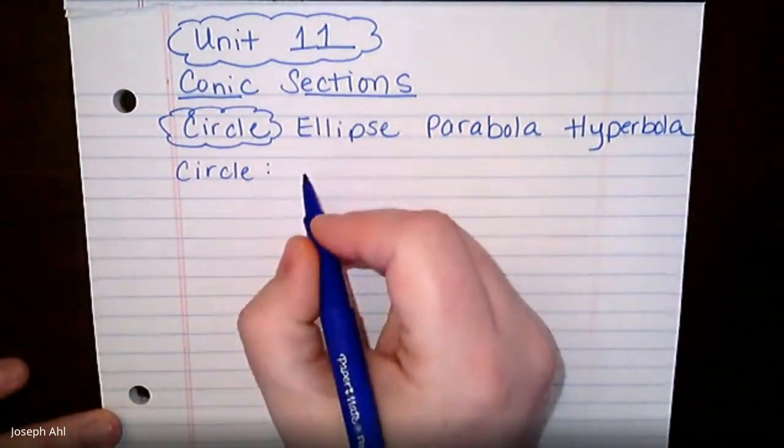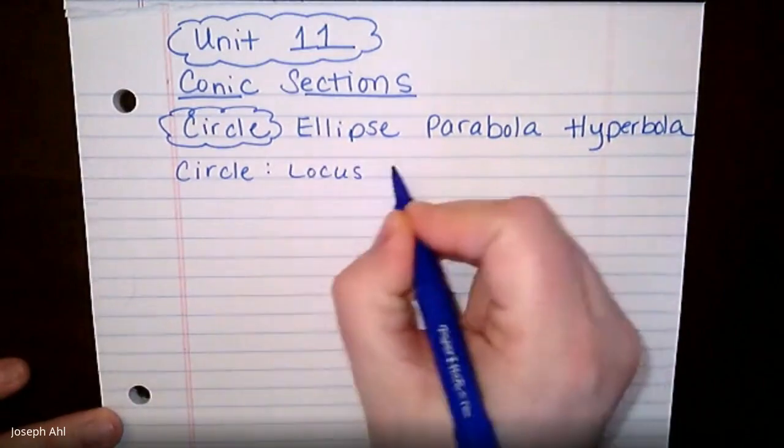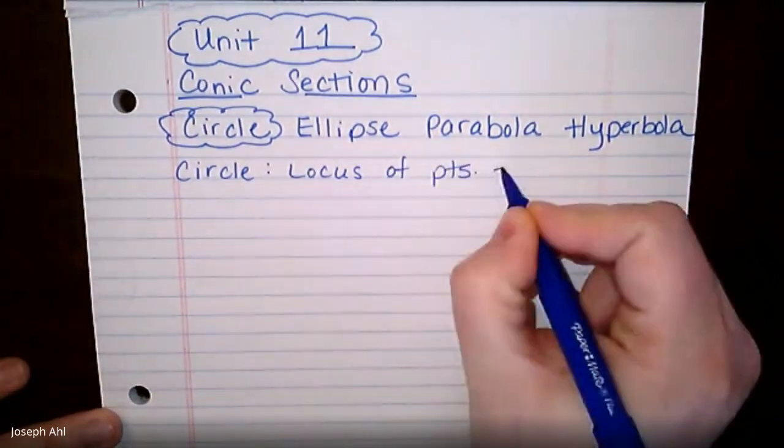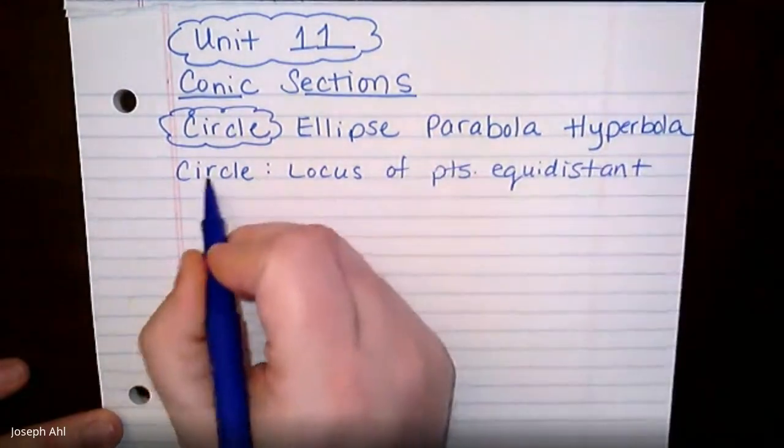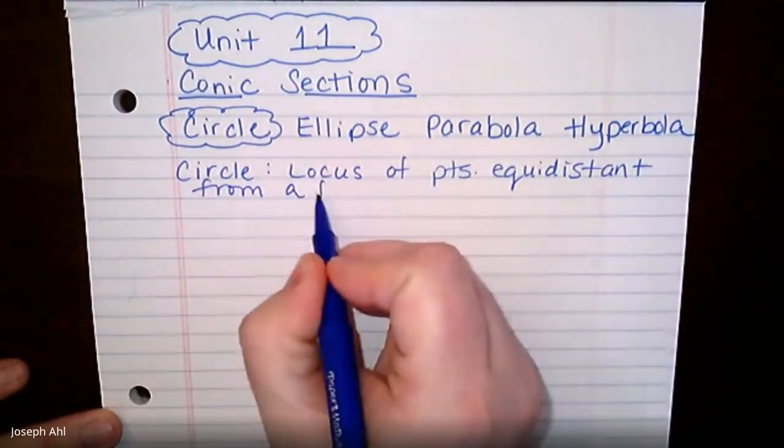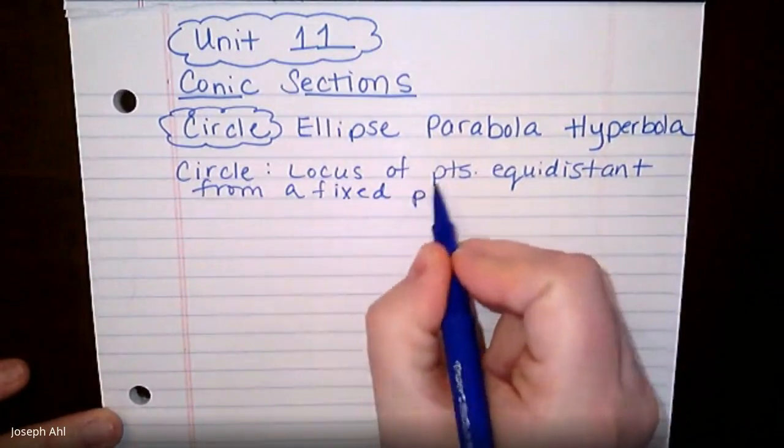All right, what is the definition of a circle? It is the locus of points equidistant from a fixed point. So that's the fancy math definition for what a circle is.